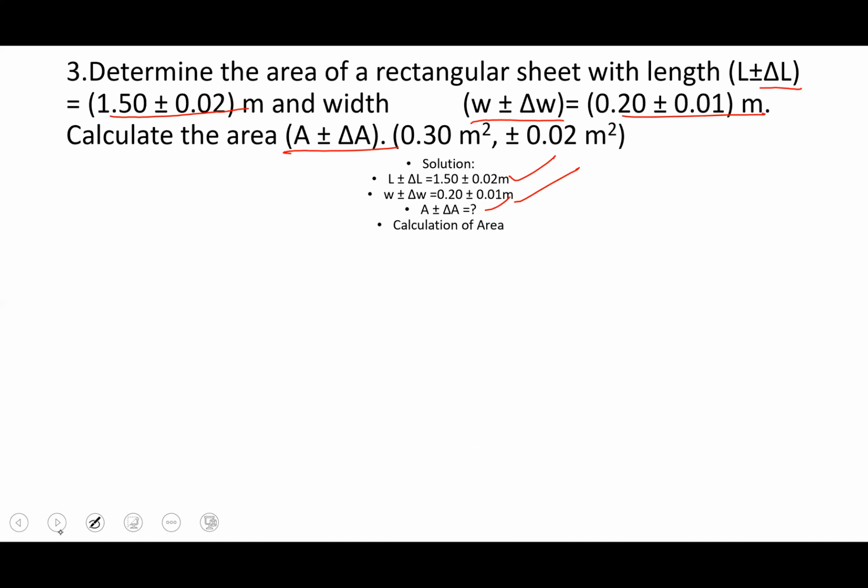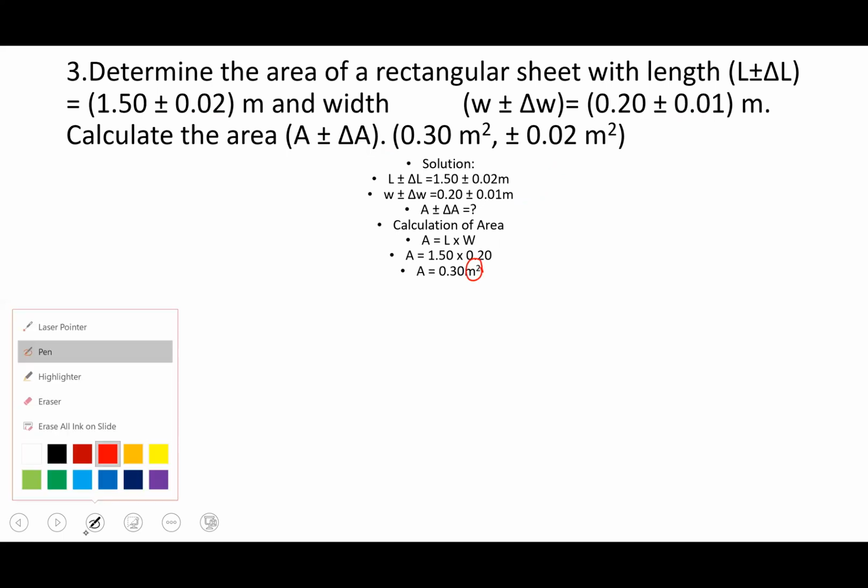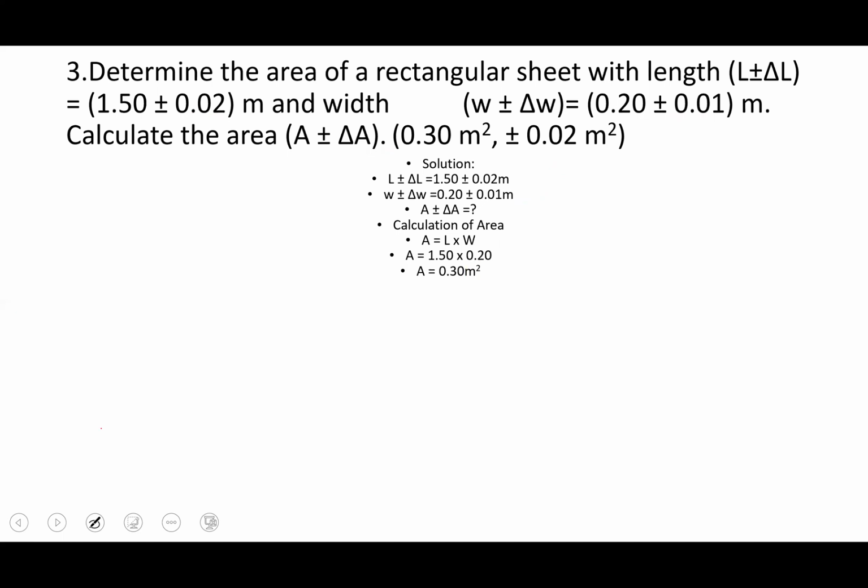Now in this case, calculate the area. We have the formula of area for a rectangle, which is area is equal to length into width. So let us put in the length, which is 1.5. Let us put in the width, which is 0.2. The answer comes out to be area is equal to 0.3 meters squared, because it is an area. Now we have the certainty. For the uncertainty part, first of all, we calculate the uncertainty of length. So percentage uncertainty in L is delta L divided by L multiplied by 100. Let us put in the values. So 0.02 divided by 1.5 multiplied by 100. It turns out to be 1.33%.